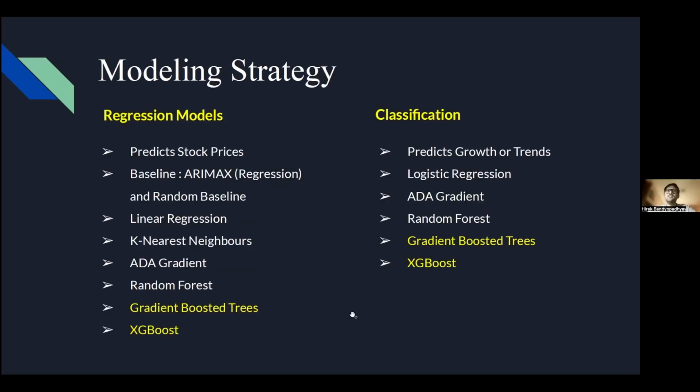Depending on the stock features and target variables, we base our modeling strategy on regression models and classification models. To predict stock prices, we use regression models and compare the baseline time series model like ARIMA with linear regression, k-nearest neighbor, gradient boosted trees and XGBoost. And for classification, whether the stock price goes up or down, we use the same models, and we see that gradient boosted trees and XGBoost perform the best.